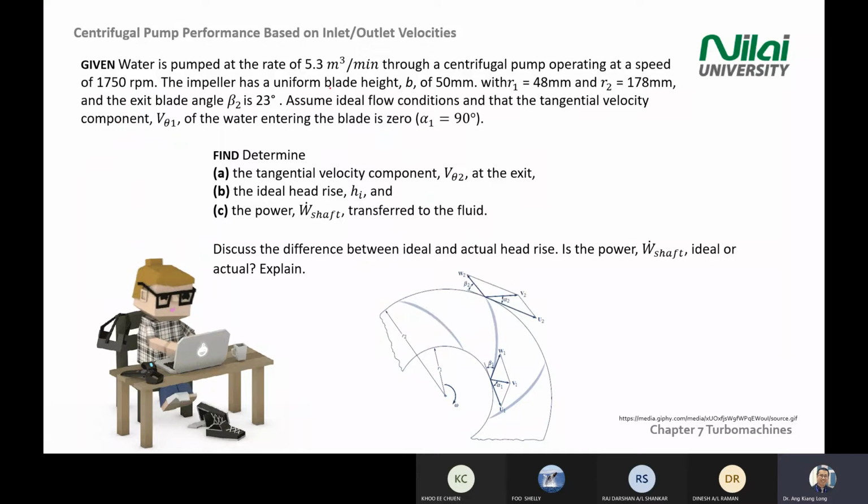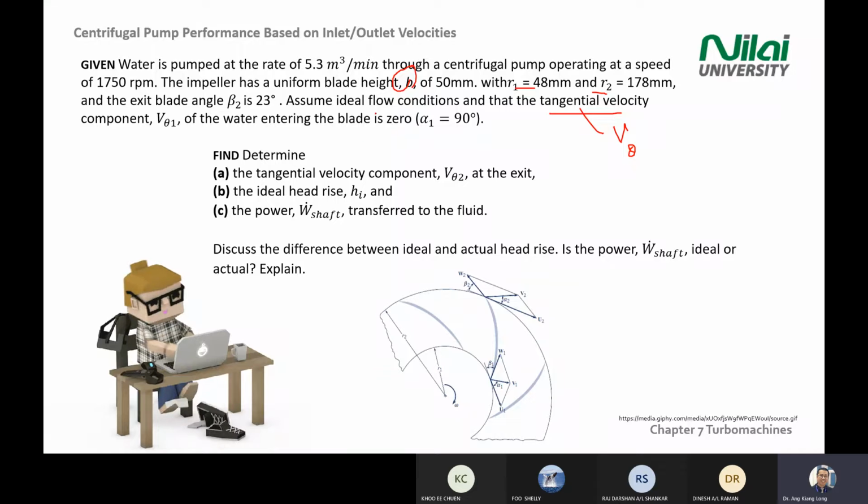So the impeller has uniform blade height, given as B, 50 mm. R1 is given, R2 is given, and the exit blade angle beta is given. Assume the ideal flow condition that the tangential velocity, V theta, of the water entering the blade, V theta 1, is 0.